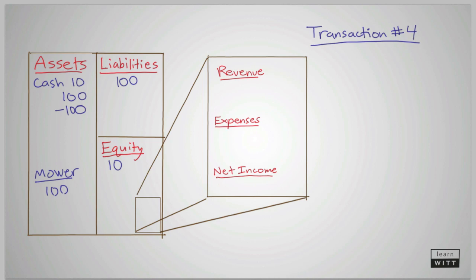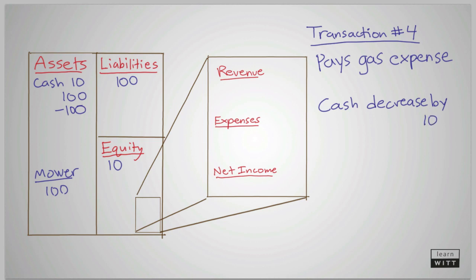Transaction number 4. Jim pays $10 for gas. The amount of cash in the business decreased by 10. The money was used to pay an expense of operating the business. Therefore, the expenses of the business increases. To reflect this on the books, the cash account is decreased by 10.